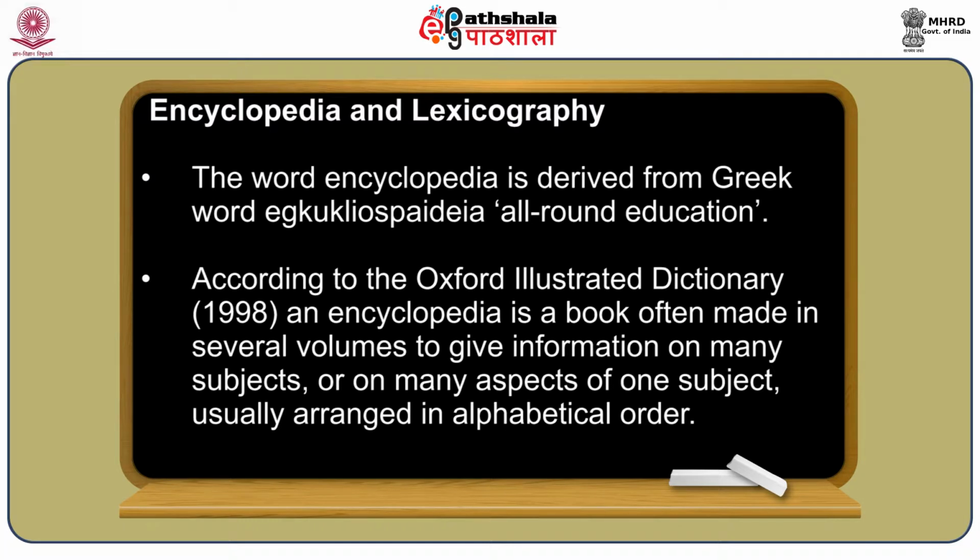The word encyclopedia is derived from the Greek word encyclopedia, that means all-round education. According to the Oxford English Dictionary, an encyclopedia is a book, often made in several volumes, to give information on many subjects or on many aspects of one subject, usually arranged in alphabetical order.